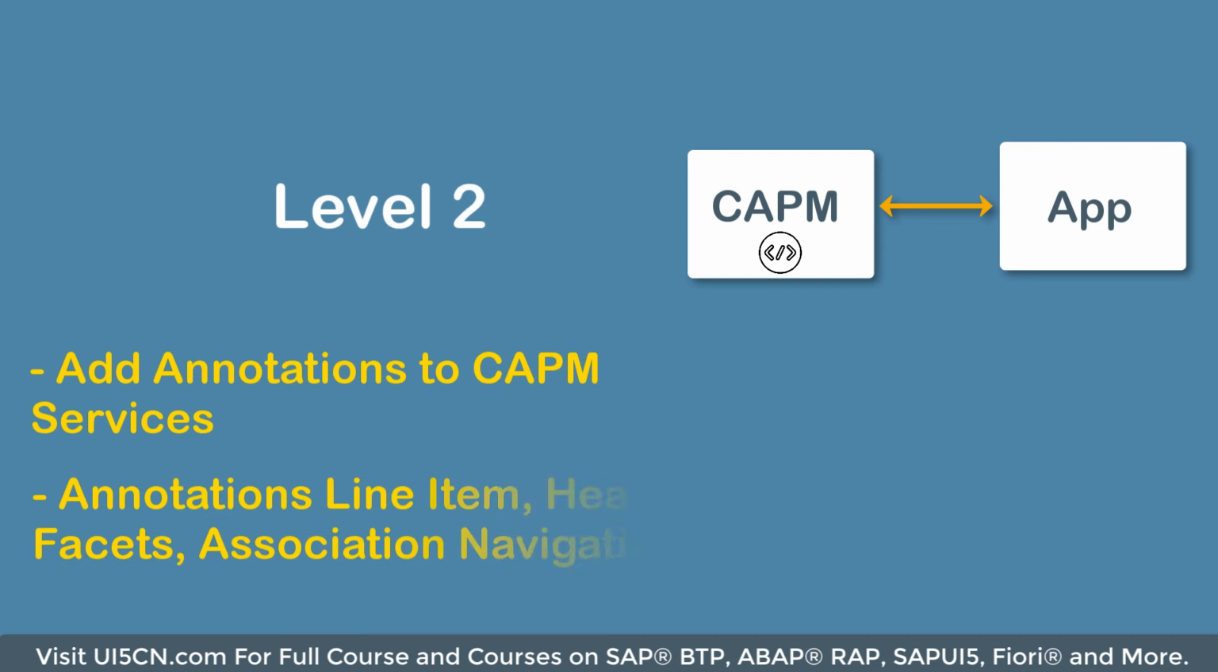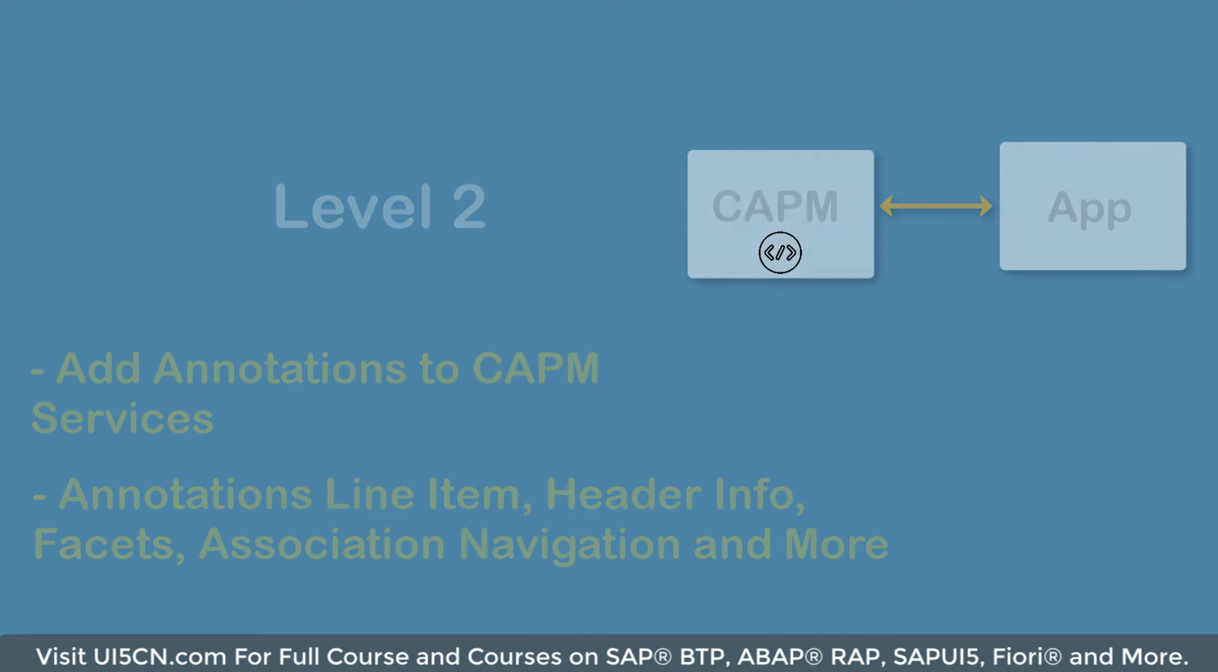Here we will see some of the popular annotations like UI line item, header info, adding object page details, and facets, both the collection and the reference facet. We will show the navigation and association relationship using the facets and what the limitations are in that. So all that we will cover within level 2.